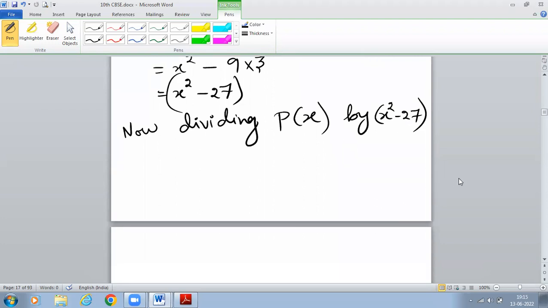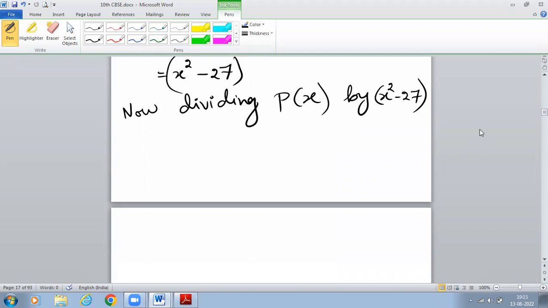Now, how to divide? I have already taught you how to divide. The same steps I'm going to do now. So I'm going to take a new page and do the division. Shall I proceed? Have you completed up to this step? Yes, sir. Now I'm going to divide.